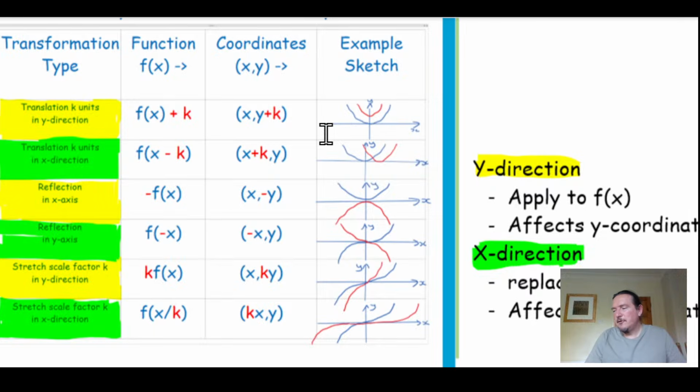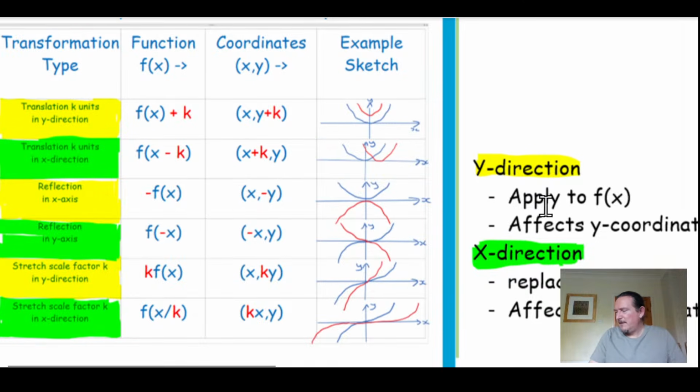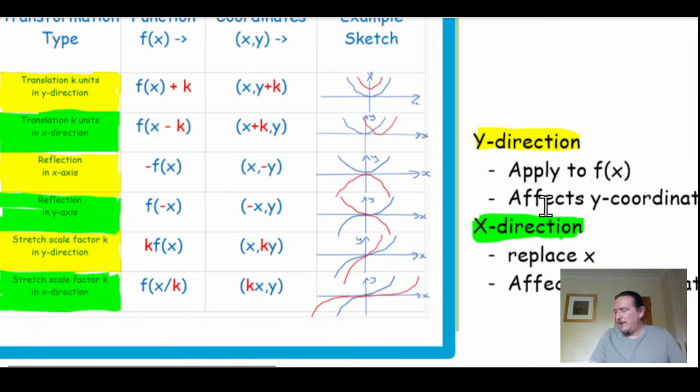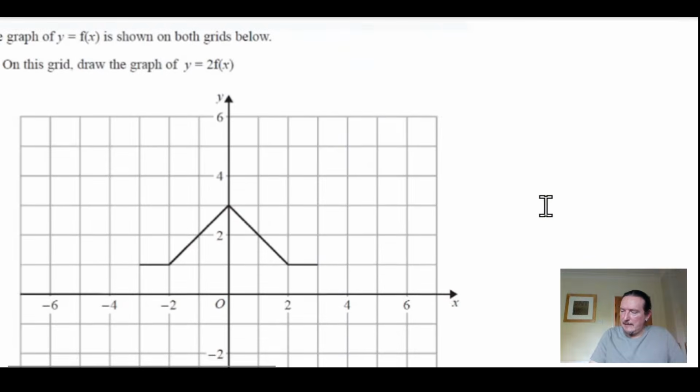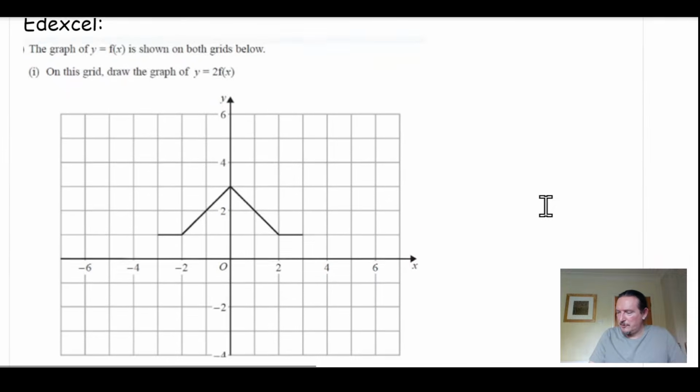Now, these transformations of graphs do things to the graphs themselves, and they also do things to the functions that underlie the graphs. Some questions will look at just the graphs, some will look at the functions, and some will look at both. I think when it looks at the actual functions, they're the hardest. The graph drawing ones aren't usually too bad. So let's have a look at an EdExcel one to start with. I don't think this question's too hard.